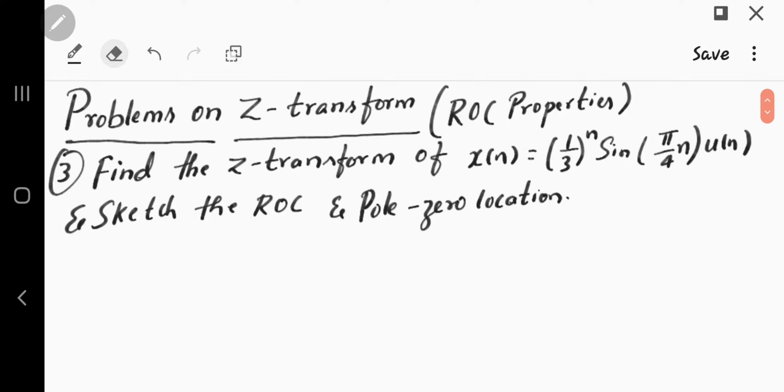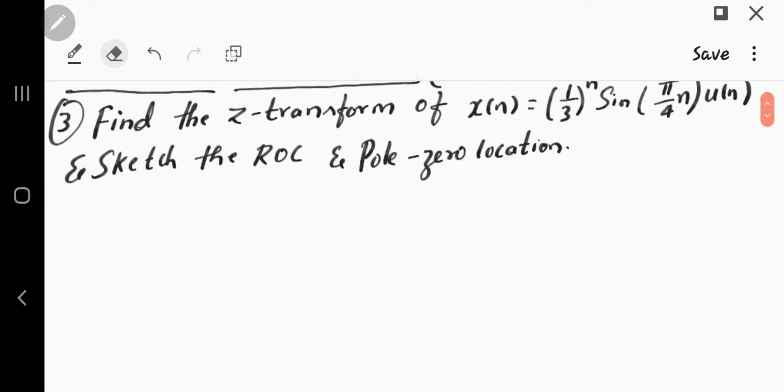Hello students. In the previous video, we discussed the properties of ROC, and we took some examples on Z transforms and locating ROC, poles and zeros. So in this video, we'll take some more examples, different kinds of them, and we'll see how to locate the ROC, poles and zeros in these cases.